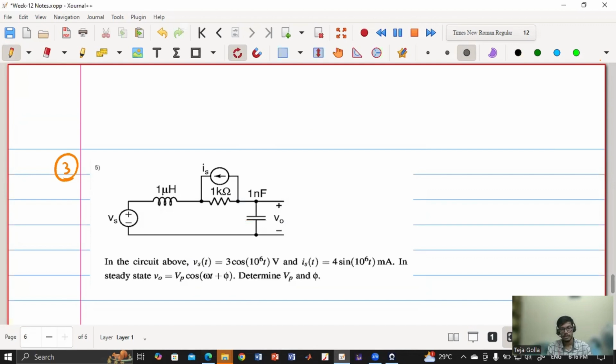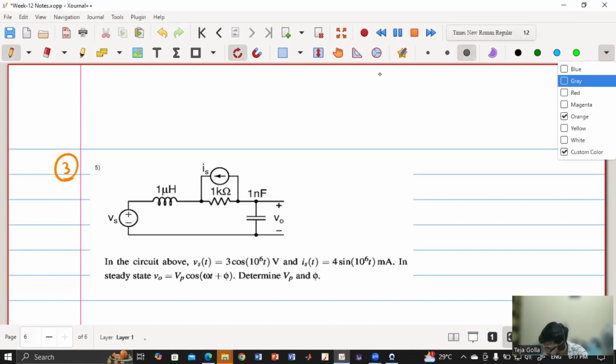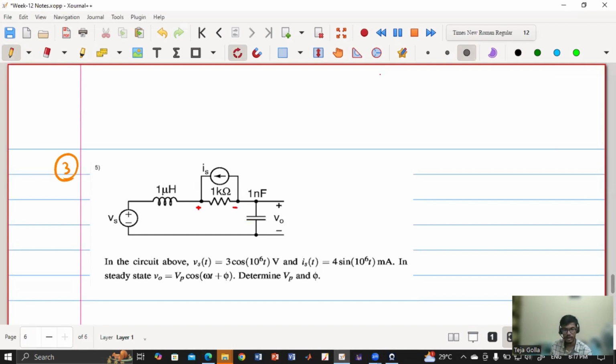Someone has mentioned to convert it into a voltage source. Yes, we can convert it into a voltage source, but after that there will be two voltage sources. What can we do with them? You have to add them algebraically, and then solve for V1. Very good. If we convert it into a voltage source, here we'll have plus and here we'll have minus, because the current is flowing in this way, right?